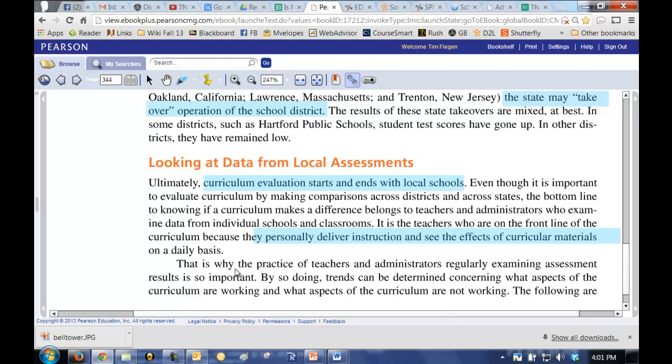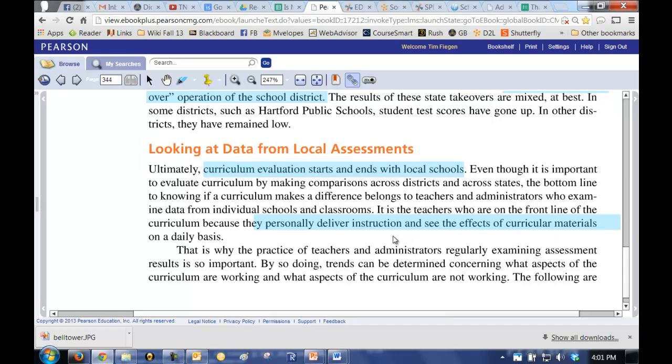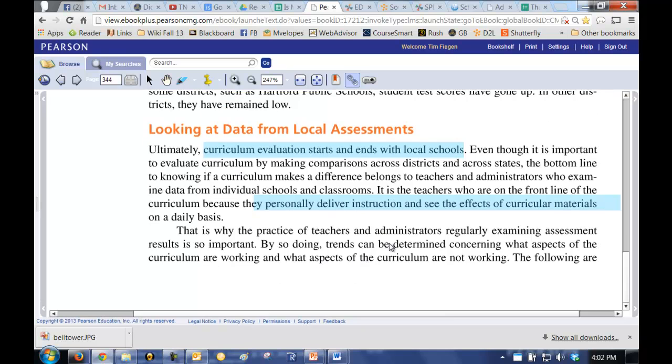Even though it's important to evaluate curriculum by making comparisons across districts, states, the bottom line is down at the ground level, classrooms. It's also teachers who are on the front line of the curriculum because they personally deliver instruction to see the effectiveness. That's why the practice of teachers and administrators regularly examining, and this is important.